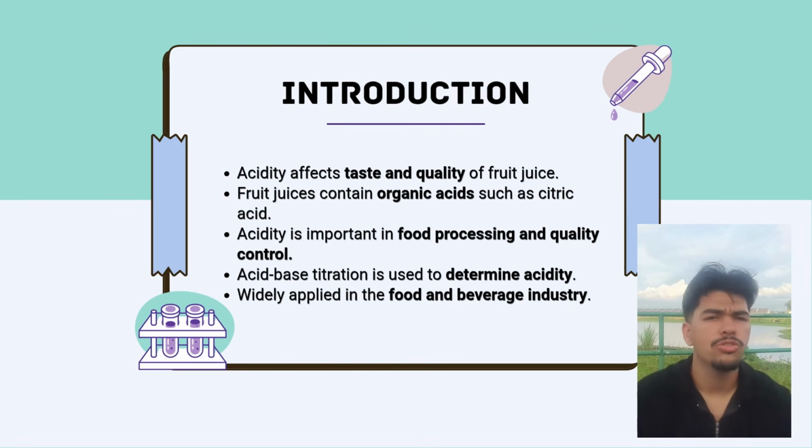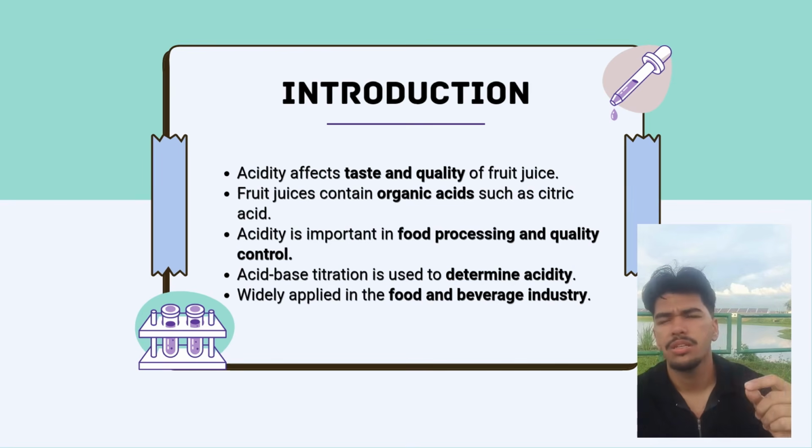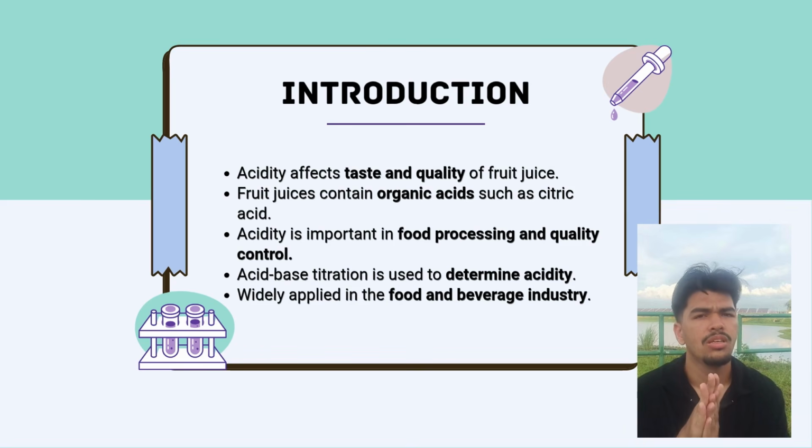These acids give fruit their sour taste and help prevent the growth of certain microorganisms. Measuring the acidity of fruit juice is very important in the food and beverage industry. Manufacturers need to ensure their products have a consistent taste and meet a quality standard. By determining the acidity level, producers can improve consumer satisfaction.